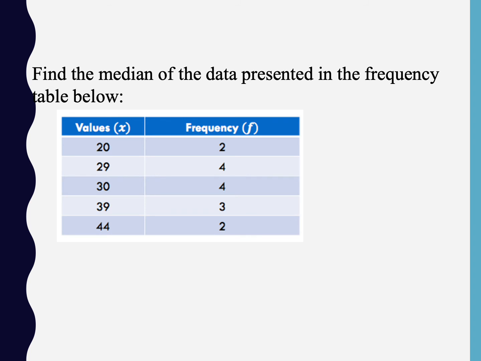Now, how are you going to find the median if the data is presented in a frequency table, such as the example below? Now, to get the median, you just need to identify what is the middle value in the table. In this case, the middle value is 30. So the median is 30. Also, you have to take note that you have to consider the frequency when you're solving for the median.